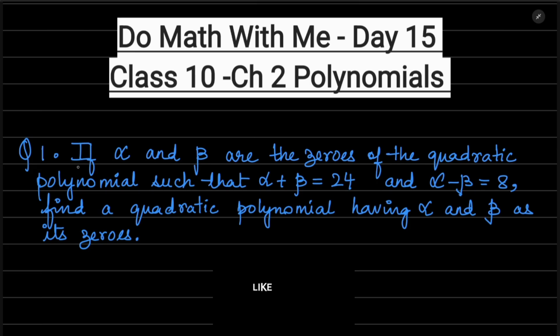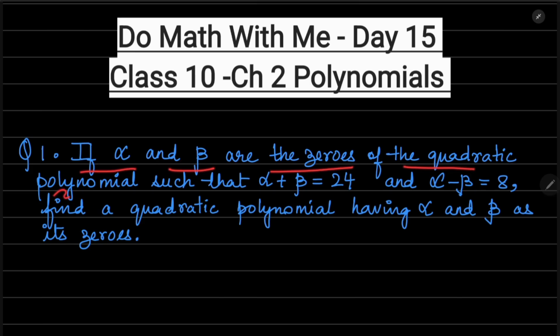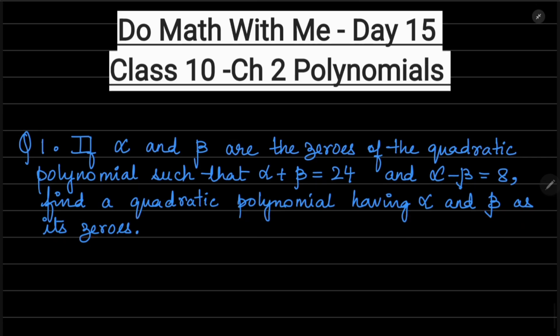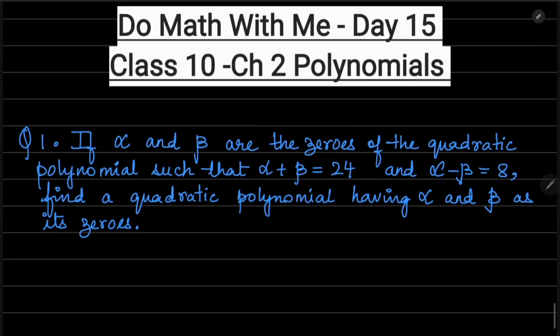The first question of the day is, if alpha and beta are the zeros of the quadratic polynomial such that alpha plus beta is 24 and alpha minus beta is 8, find a quadratic polynomial having alpha and beta as its zeros. You are given that alpha and beta are the zeros of the quadratic polynomial, and you have to also find that quadratic polynomial whose zeros are the 2 given.